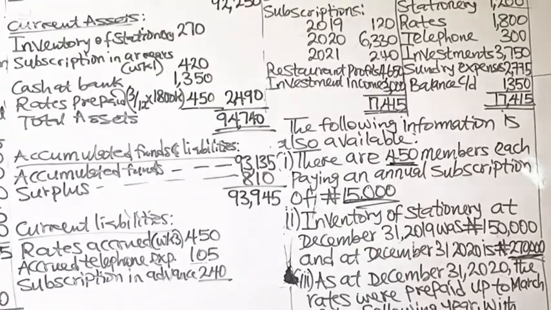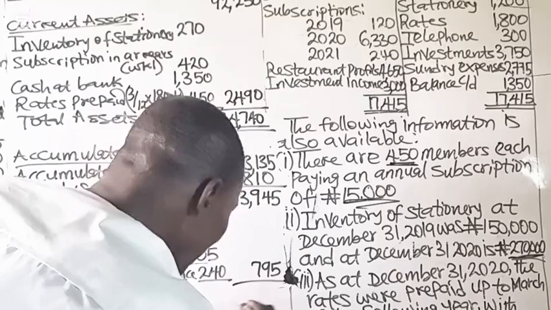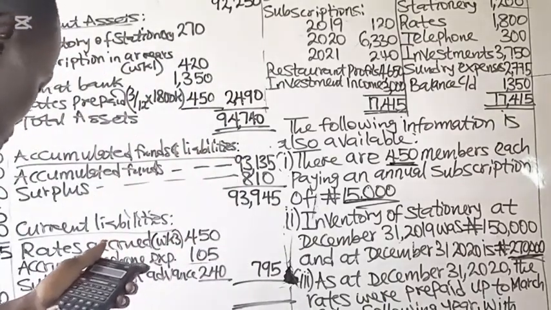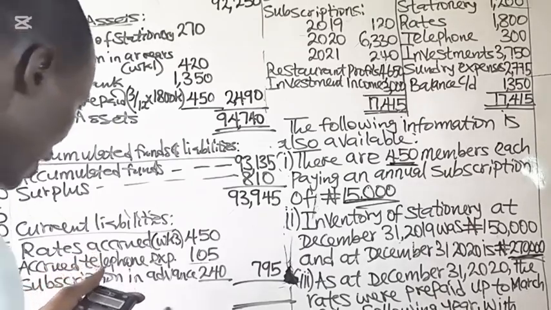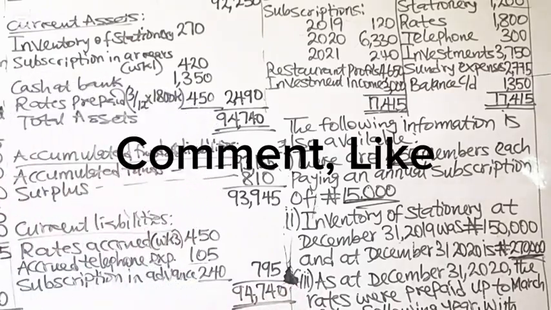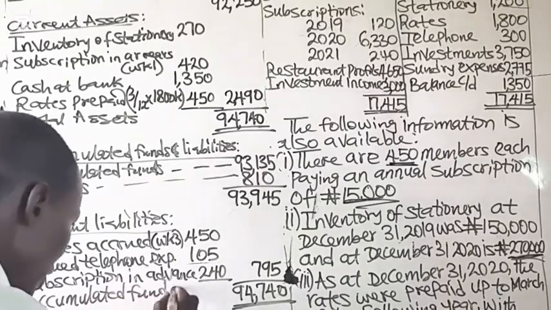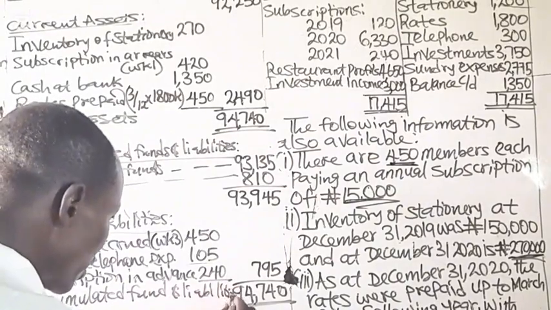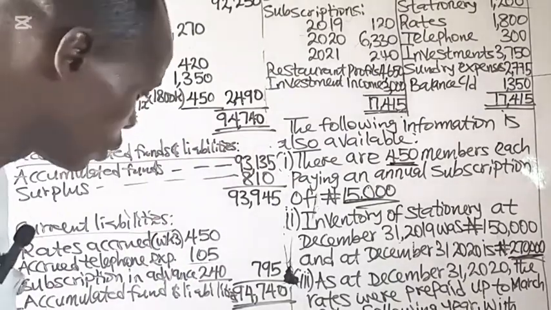So if you sum up your current liability, you have 450 plus 105 plus 240. We have 795. If you add the 795 to your accumulated funds of 93,945, then we have 94,740. That is the accumulated funds and liabilities. So if you compare this with your total assets, you will see that both are the same. So this marked the end of the solution to the question.